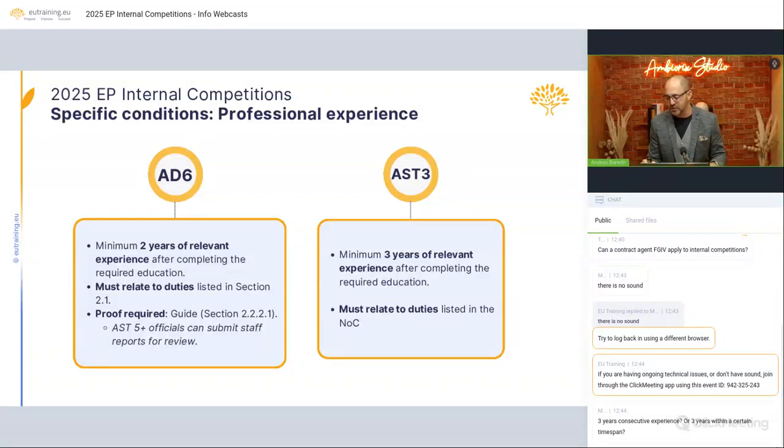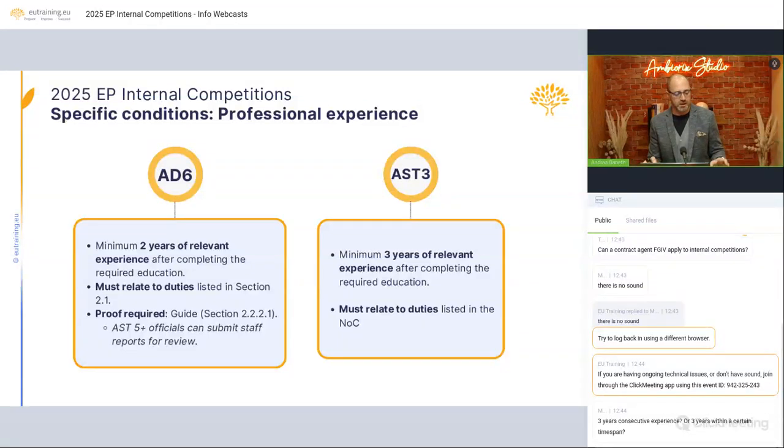And I see that there's a question from Matthias, whether the 3 years must be consecutive experience, so 3 years within a certain time span. It's not within a certain time span. That's our understanding of it. Let's say you have 6 years of work experience, and of this, 3 years were spent on relevant duties. Our understanding is that this is okay.